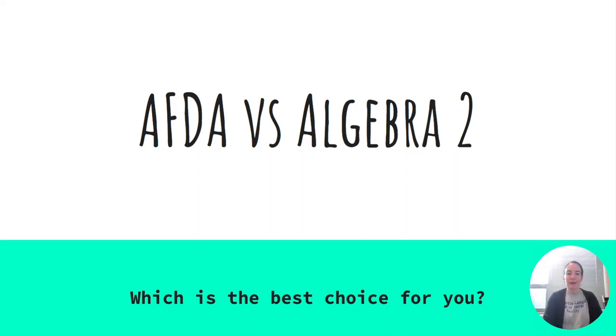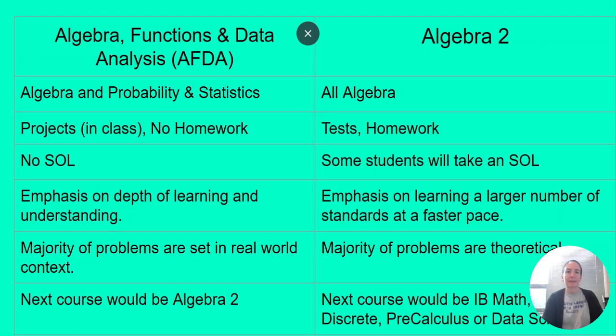I'm going to talk to you about the differences between AFDA and Algebra 2. AFDA stands for Algebra, Functions, and Data Analysis. There's some algebra in it, but there's also data analysis work, which includes probability and statistics. AFDA is assessed with projects that are done in class, and there's no homework.